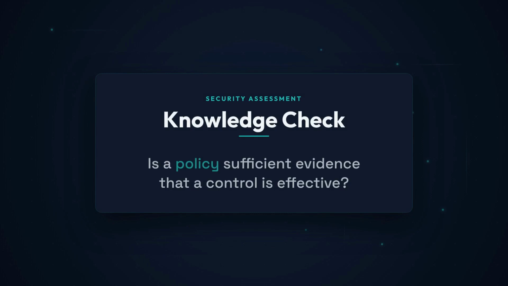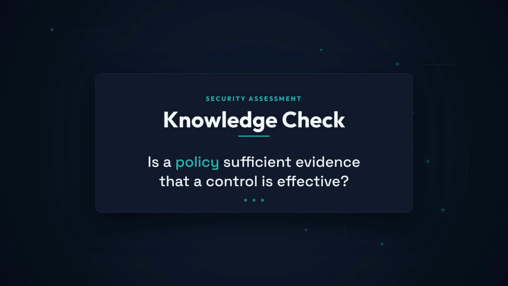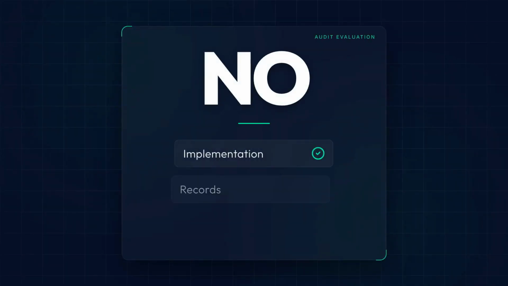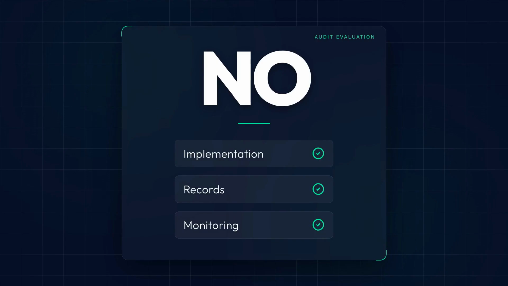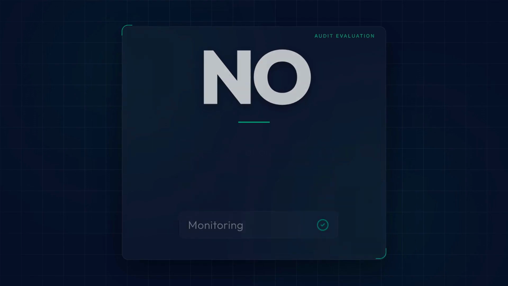Last question. Is the existence of a policy sufficient evidence that a control is effective? The answer is no. The auditor must also evaluate actual implementation, records, monitoring, and final results.